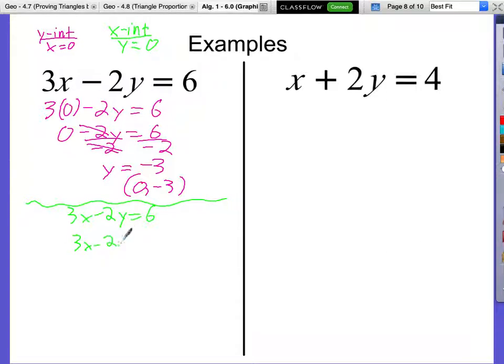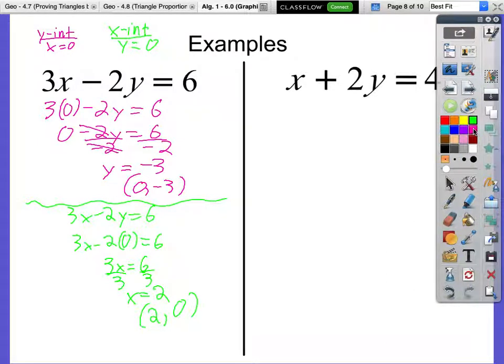3x minus 2 times 0 equals 6. What's 2 times 0, William? 0. And William, do we need to write it there if it's minus 0? No, so we can just write 3x equals 6, correct? Perfect. Okay. Betsy, what now? I love it. And x is equal to what? 2. Thank you. Okay. So our coordinate would be 2, 0.